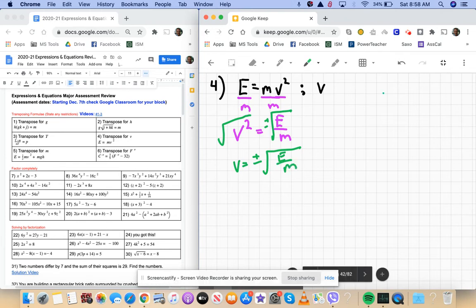All right, and the restrictions you could think about, well, we've got some things going on here. M can't be 0, and also e over m has to be greater than or equal to 0.